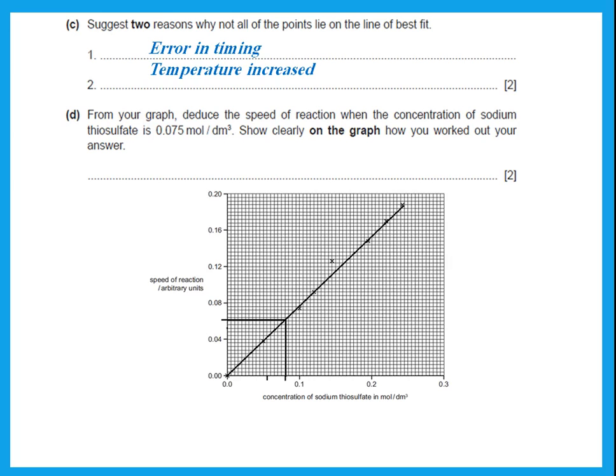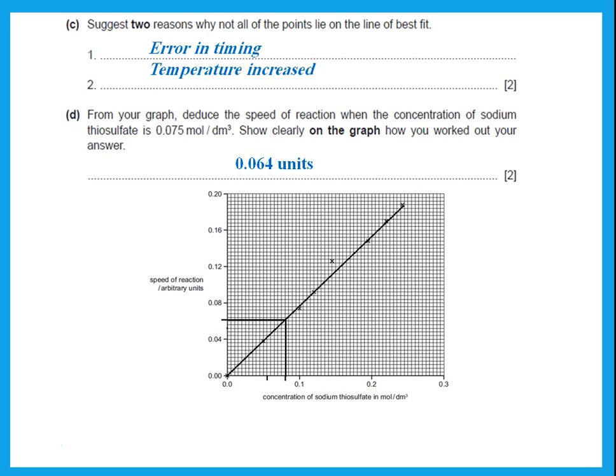So you look at the graph and you try to determine where is 0.075. Notice that the x-axis has from 0.0 to 0.1, 0.2, 0.3. So 0.075 is actually somewhere between 0.05 and 0.1. And then we go up to the graph, go left, and see where the speed of the reaction is, and that comes out to be 0.064 units.